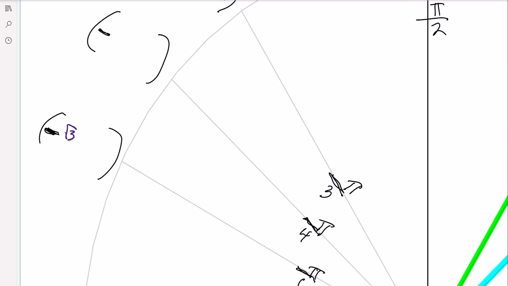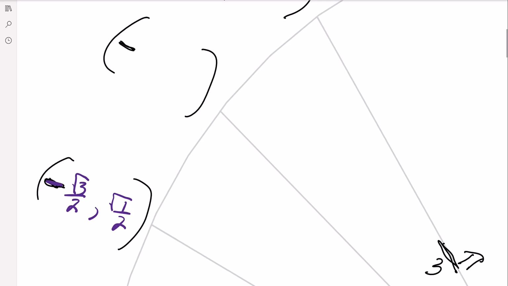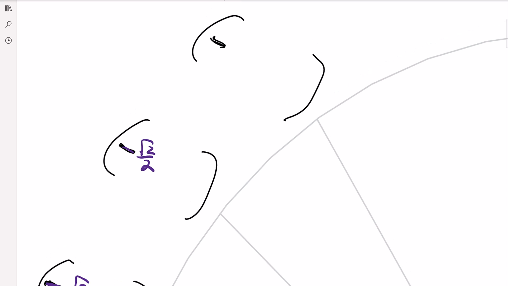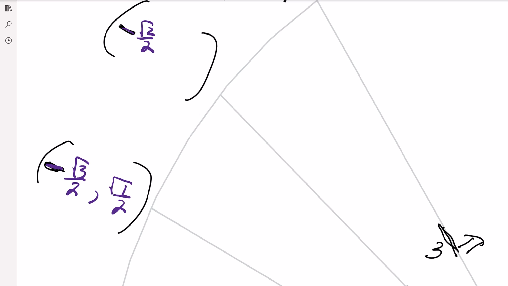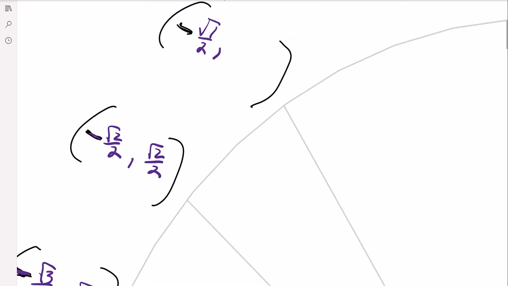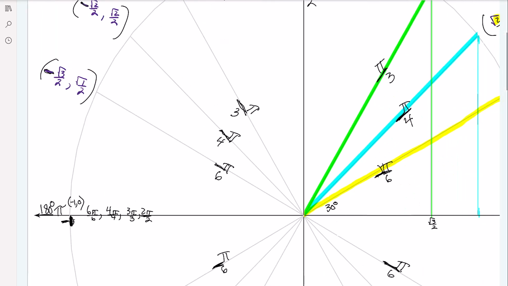So we come over here and we start. Our x value is root 3 over 2, but in this quadrant it's negative. So we start with the x's, we count down. So negative root 2 over 2, negative root 1 over 2. And then for the y's, we count up. Root 1 over 2, root 2 over 2, root 3 over 2. It's just a counting game.